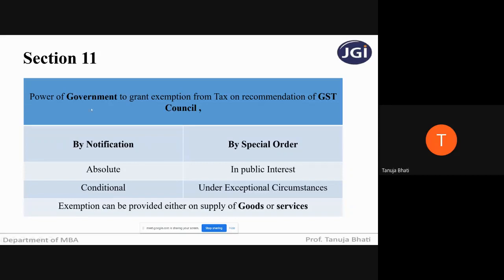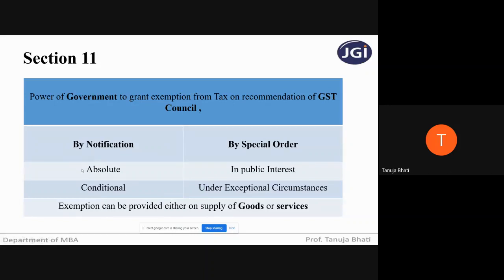So just remember, students, exemptions can be given only by the government through the recommendation of GST Council by issuing a notification. Either absolutely, that is 100% exemption can be given, or conditional. Conditional means depending upon the fulfillment of condition. If the supplier fulfills that condition, he will get an exemption. Otherwise, he will not be applicable for the exemption.